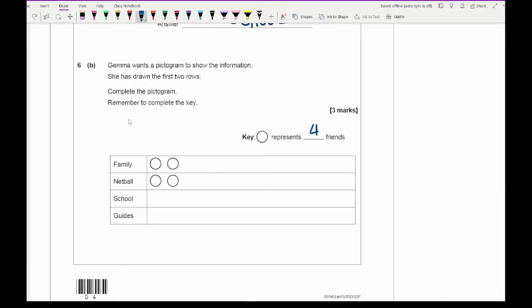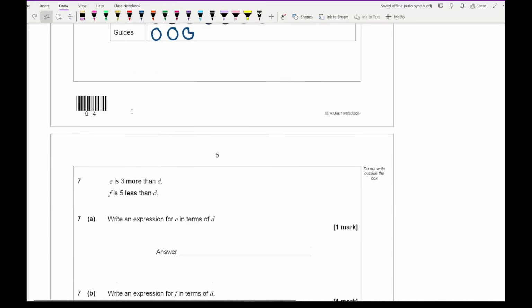So if I draw circles counting 4 each time, so that's 4, 8, 12, 16, 20, 24, and then I just need another 2, which means that half a circle will be 2. Then for guides, that's 11, so that's going to be 2 full circles and then 3 quarters. So it's going to look something like that.